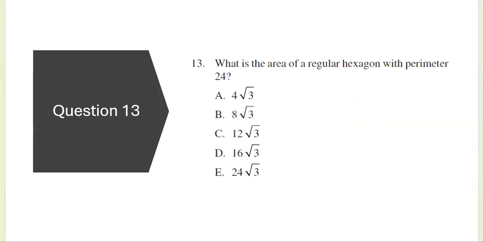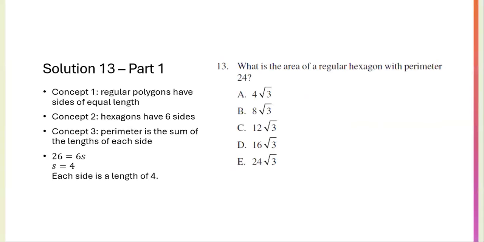Okay? What is the area of a regular hexagon with perimeter 24? There's lots of ways that we can go about this. Here's how I showed my work. First of all, we need to know what a regular polygon is. It just means that all sides are equal length. How many sides does the hexagon have? 6 sides. And then we need to know that perimeter is the sum of the length of each side.